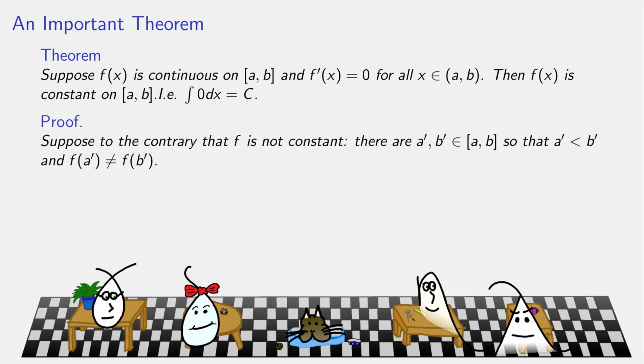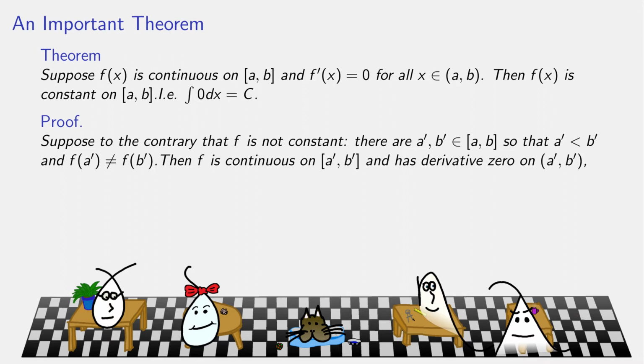Suppose to the contrary that the function f that satisfies all these properties isn't constant. There are 2 points where the value of the function is different. So a prime and b prime are just 2 points where the value of the function is different, and I'm going to assume that a prime is the left one and b prime is the right one. I'm not assuming that f of a prime is bigger or less than f of b prime, just that it's not equal, but I'm not assuming which way.